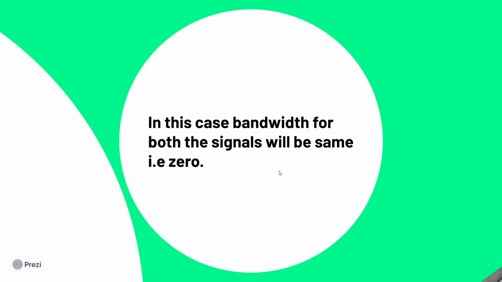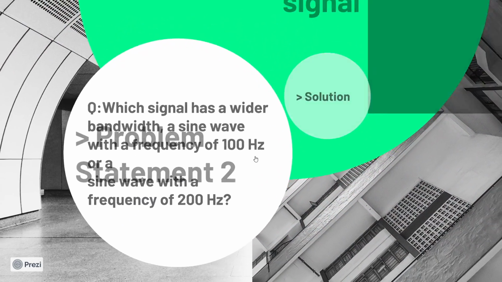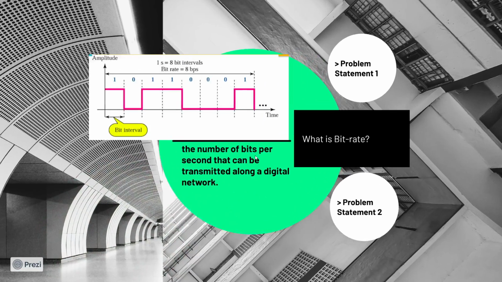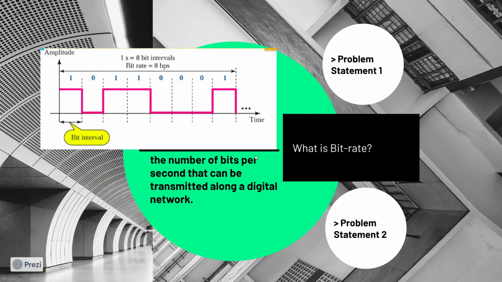Now let's learn more about bitrate. So what is bitrate? It is the number of bits per second that can be transmitted along a digital network. You can also say that the number of bits you are sending in 1 second is your bit rate or data rate.